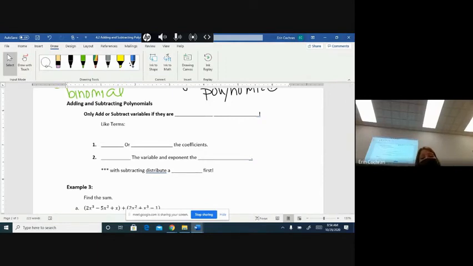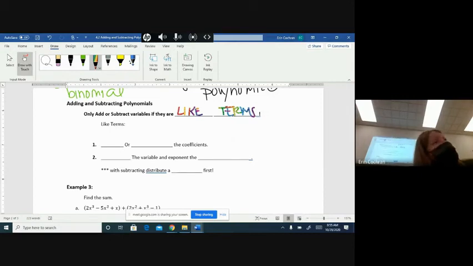Now we're going to add and subtract these polynomials. To add and subtract, they have to be like terms, which we've already talked about before, haven't we? Haven't we combined like terms before this year? Yeah, we have, when we learned the distributive property. So what makes something a like term? Same exponent, same variable. So same degree, same variable, right?